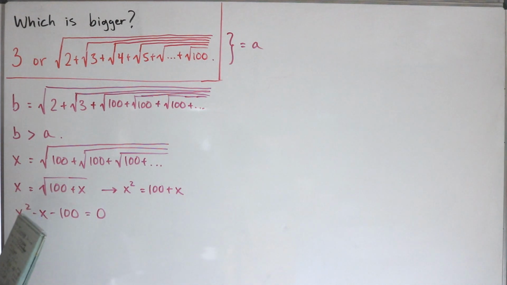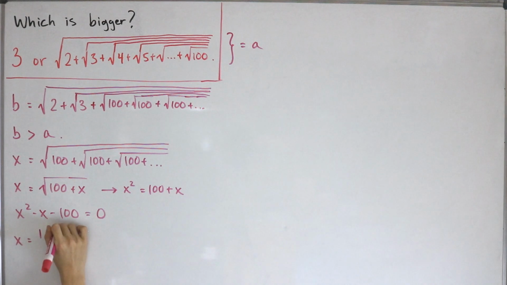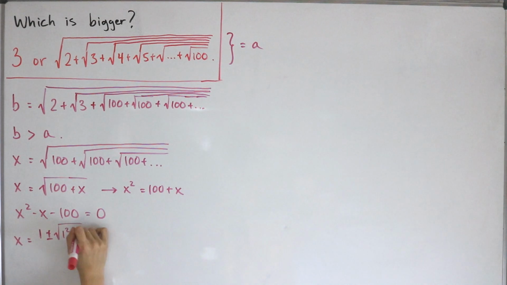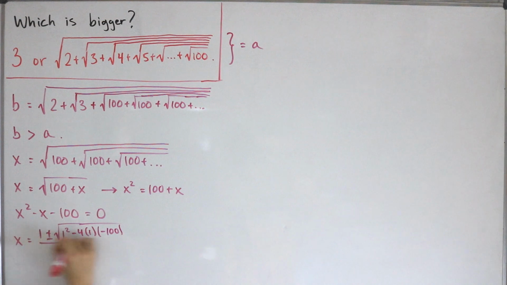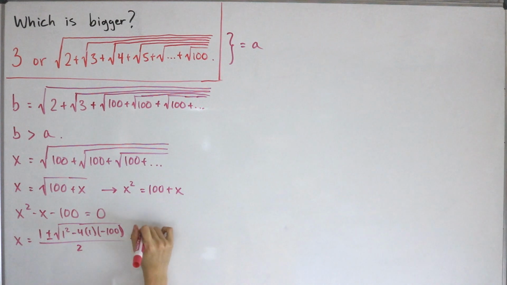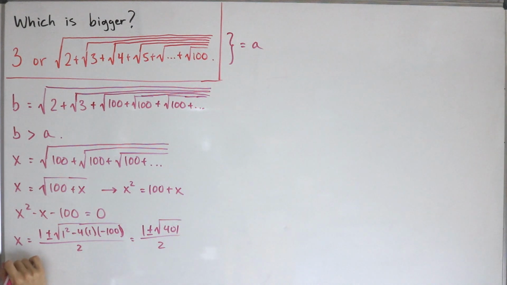So of course we want to solve for x, so by applying the quadratic formula, x is equal to negative of negative 1, so 1, plus or minus the square root of 1 squared minus 4 times 1 times negative 100, divided by 2 times 1, so 2. I can simplify this: 1 plus or minus the square root of 401, divided by 2. Now, with x being a positive number, we can disregard the negative. So therefore x is simply equal to 1 plus the square root of 401, divided by 2.